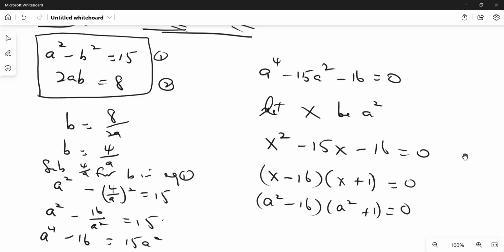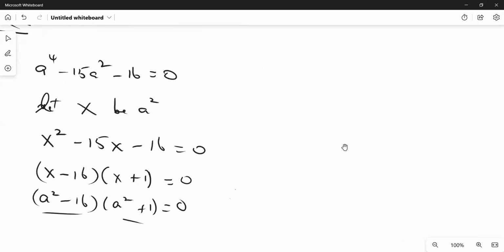So we solve this now. We solve that and that. It's either a square minus 16 equals 0, which you can see as a difference of squares, so a is equal to plus or minus 4, or a square plus 1 equals 0.